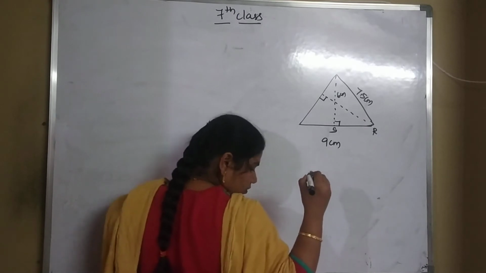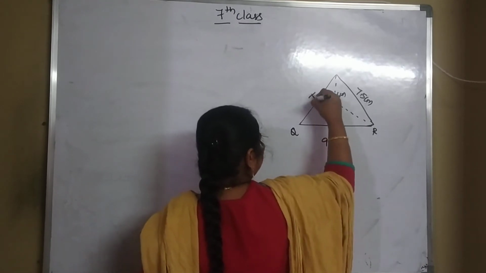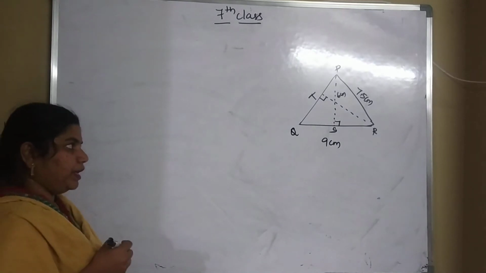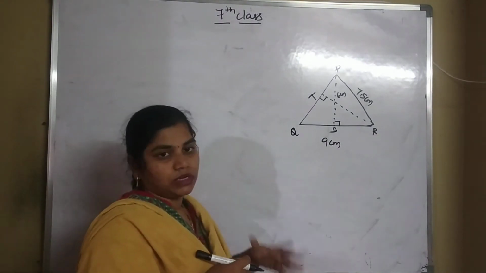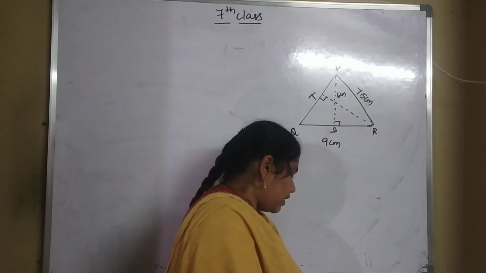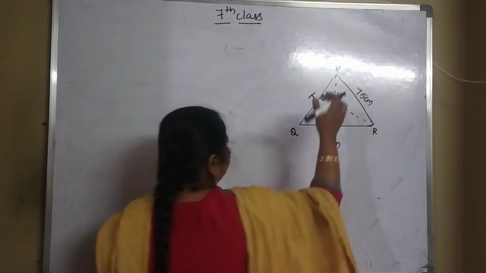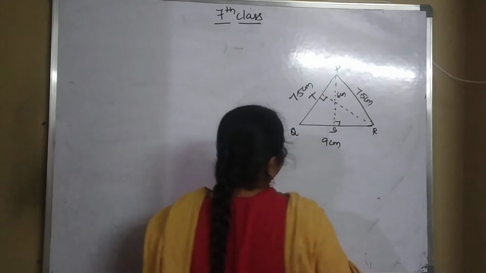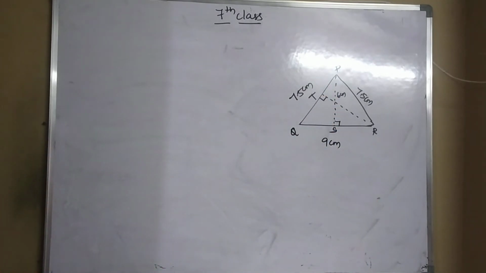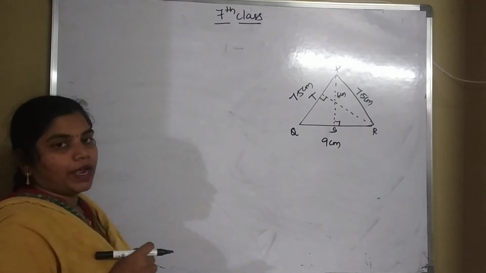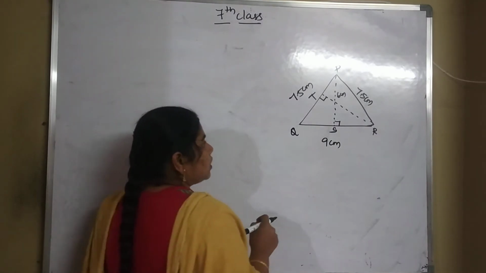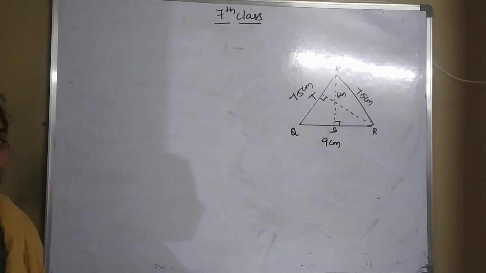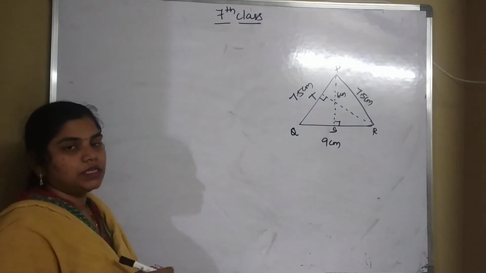R, Q, T, P. Okay, so this is PQR, triangle PQR. This is an isosceles triangle, and which two sides are equal? These two sides are equal, that is PR is equal to PQ. So here also it will be 7.5 centimeters. So by using this figure we have to find first the area of a triangle. So how to find the area of a triangle? That is by applying the formula half into base into height.